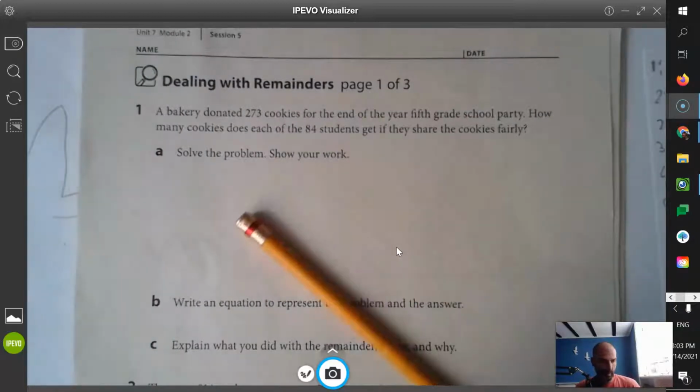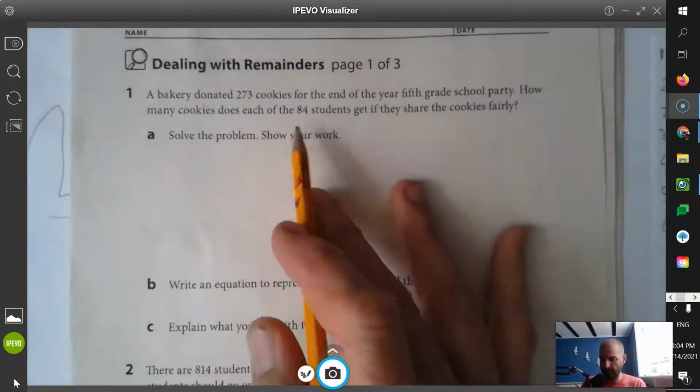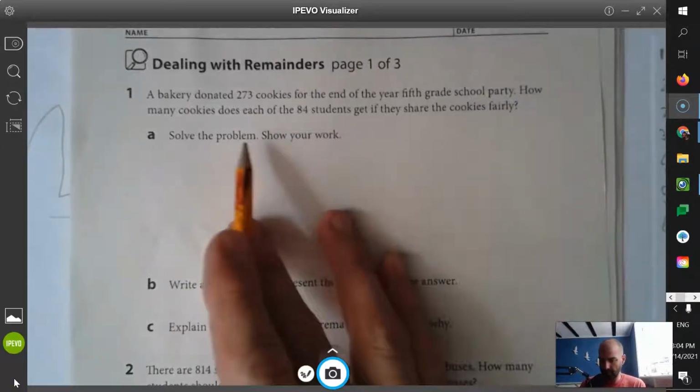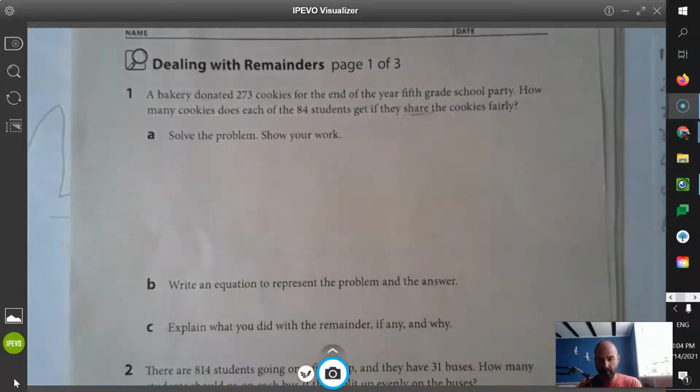All right, a 5th grade school party. 273 cookies from the bakery. How many cookies does each person get if they share the cookies fairly? So we're going to share. This is a sharing problem. I have a group of cookies, I have those people. Solve the problem. Show your work. Do maybe a ratio table.